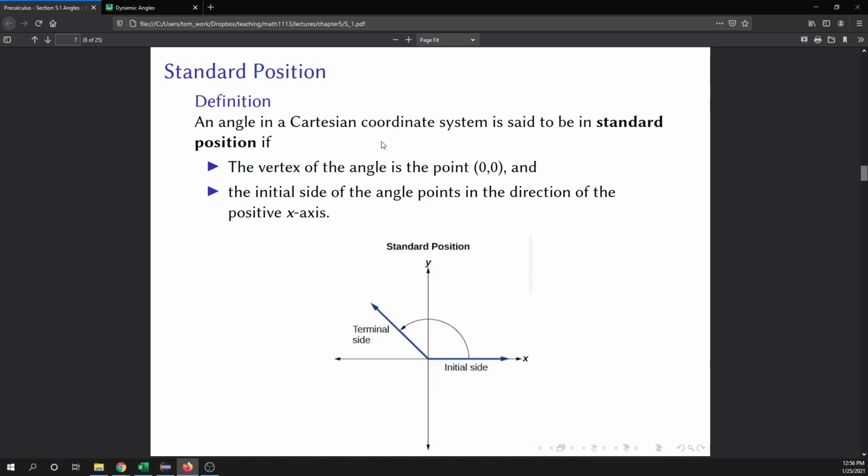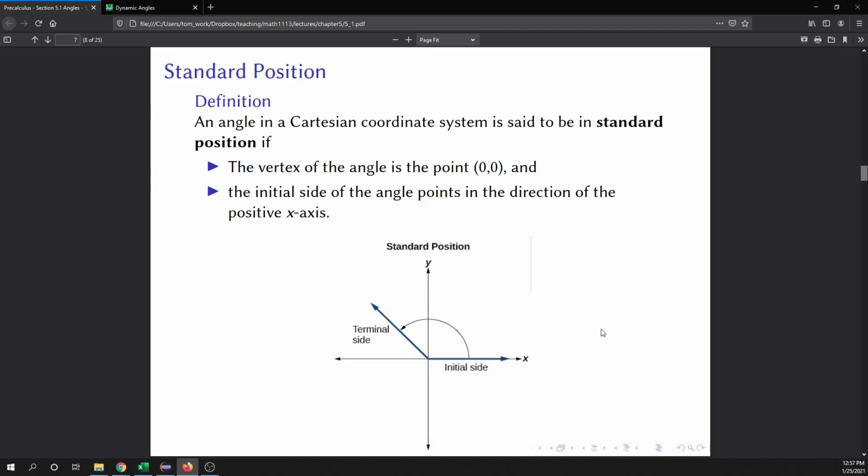Okay, so an angle in the Cartesian coordinate system, so in an XY plane right here, is said to be in standard position if, number one, the vertex of the angle is at the origin, so at the point 0, 0. So you can see that this is at the origin, right? The vertex is down here. And the second condition is that the initial side of the angle points in the positive x direction. So the initial side has to be along the x-axis over here. All right, so that's all it means to be in standard position. Number one, the vertex is at the origin. Number two, the initial side points in the positive x direction along the x-axis.